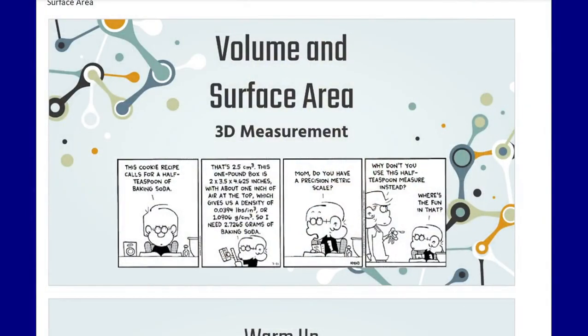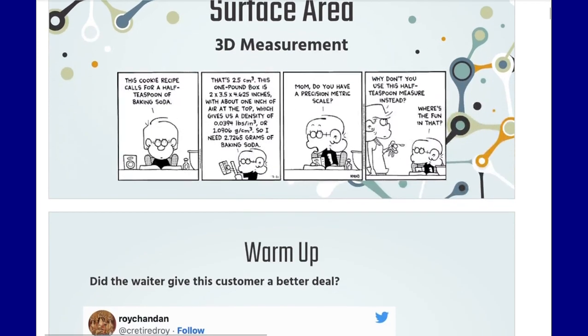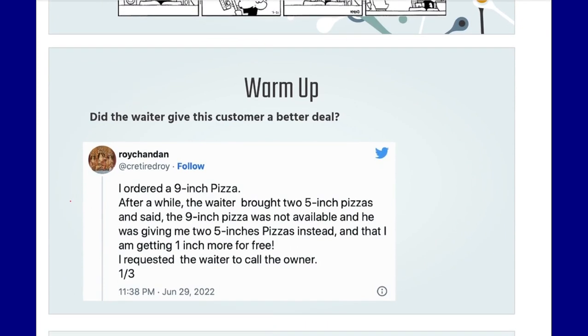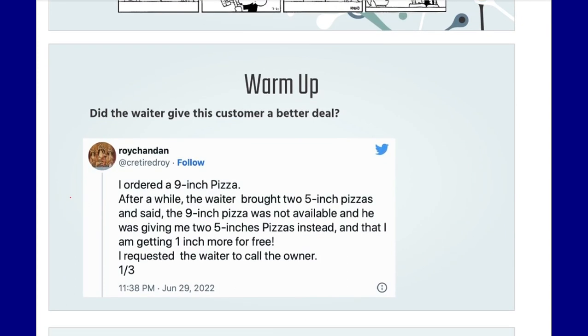Today's lesson, we are going to be looking at volume and surface area, or basically 3D measurement. As a little bit of a warm-up, this was a Twitter thread that was going around in the summer. A person ordered a 9-inch pizza, and after a while the waiter brought out two 5-inch pizzas and said the 9-inch pizza was not available, and that he was giving them two 5-inch pizzas instead, and that they were getting 1 inch more for free.